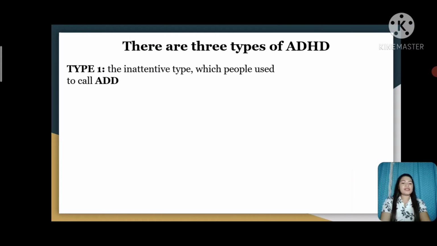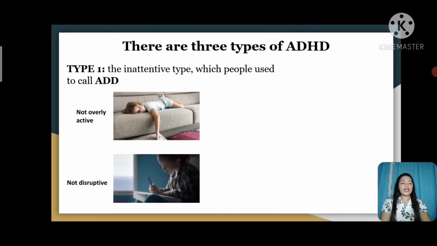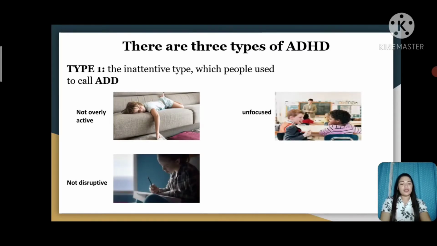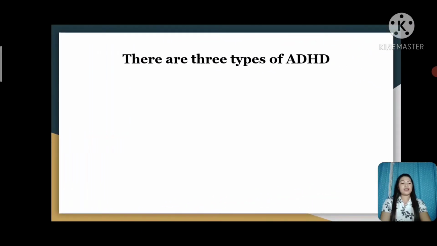Type 1 is the inattentive type, which people used to call ADD. These are children who are not overly active, have a hard time keeping their mind focused on one thing, and may get bored with a task after a few minutes. They are not disruptive inside the classroom or other activities, so the symptoms are harder to notice.